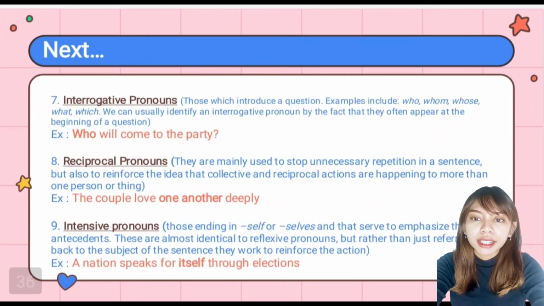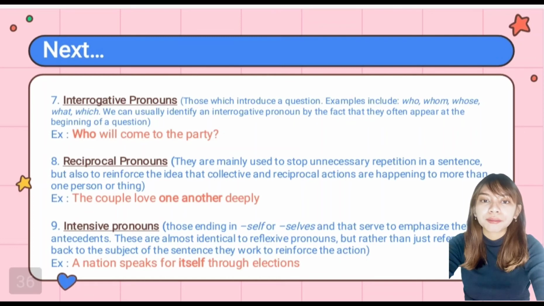Next, number 7, we have interrogative pronouns. Those which introduce a question. For the example, including who, whom, whose, what, which. I will also give you the example. Who will come to the party? So the interrogative pronoun is who, and it's actually other questions that appear. It is including interrogative pronouns.